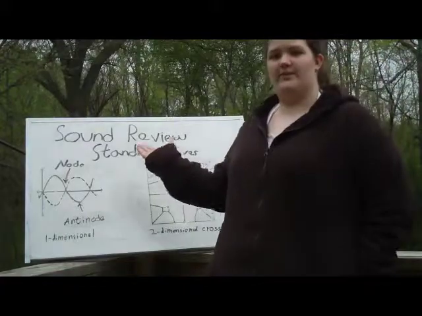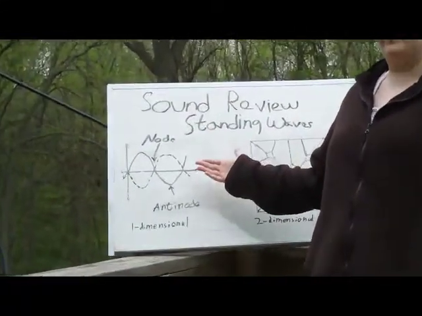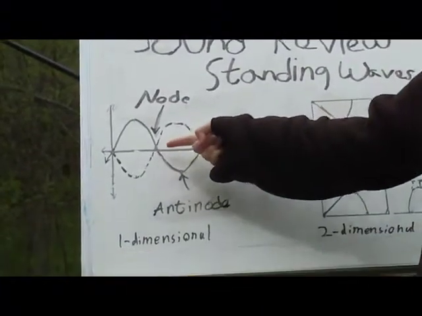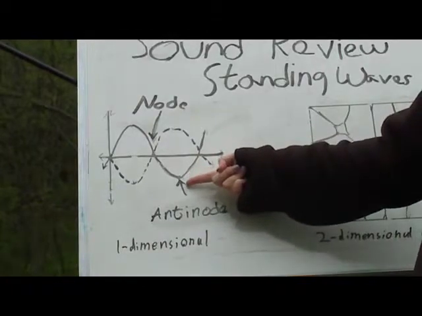This is a quick review of standing waves. Here we have a one-dimensional representation of a standing wave, such as a wave on a string. This is a node where the minimum displacement occurs. And here's an antinode where maximum displacement occurs.